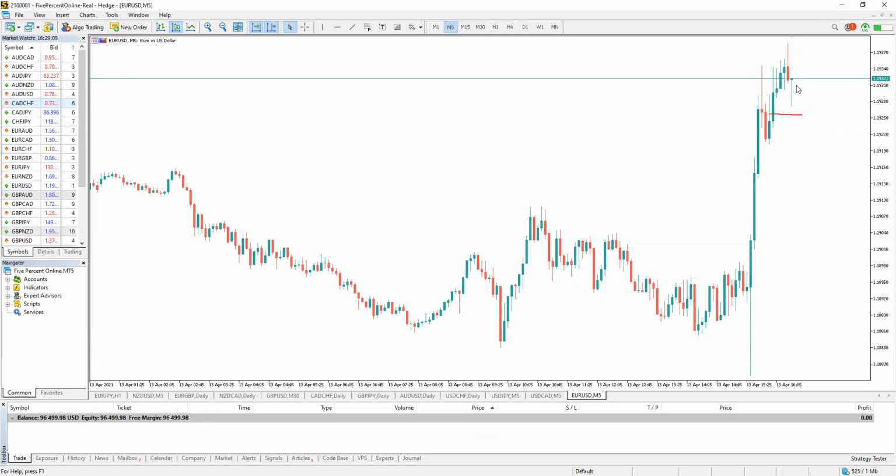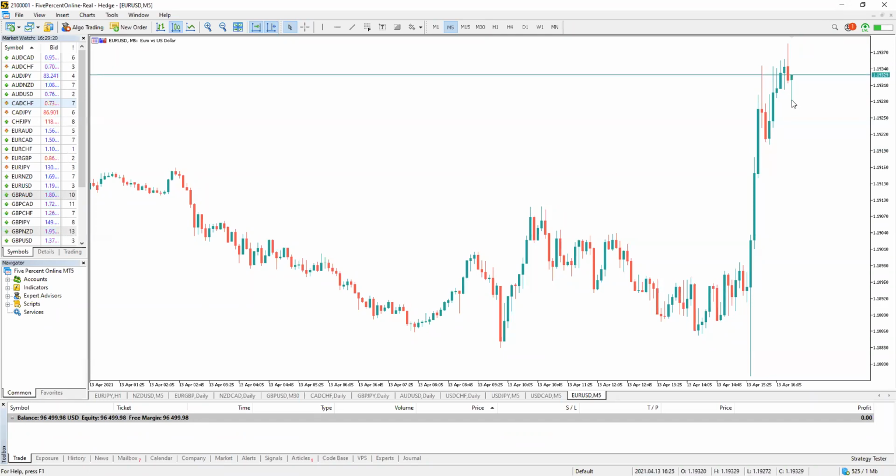Okay, so that closing on the candle is kind of showing me that the buyers are interested in this market. So this might be the start of the next leg higher. So let's watch.